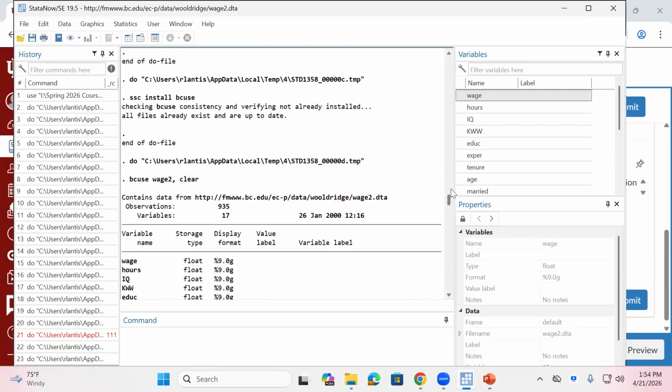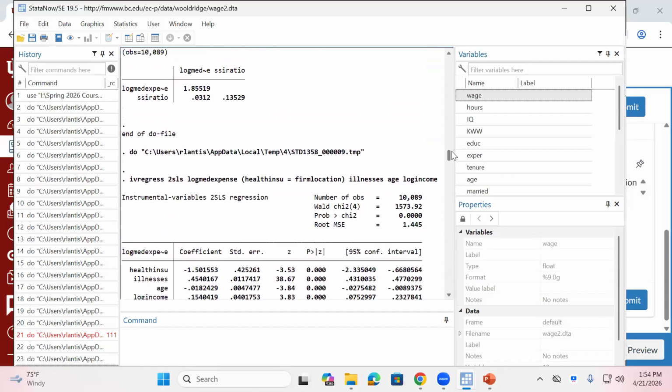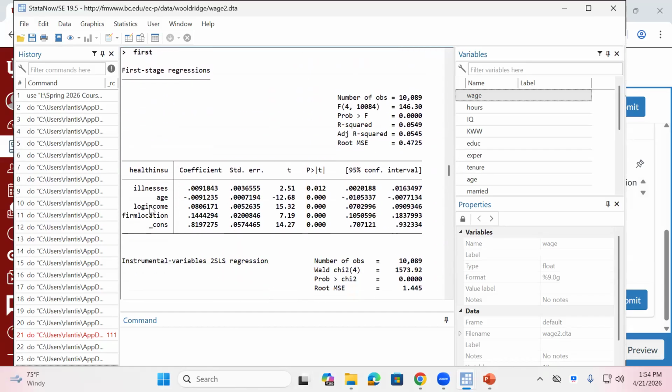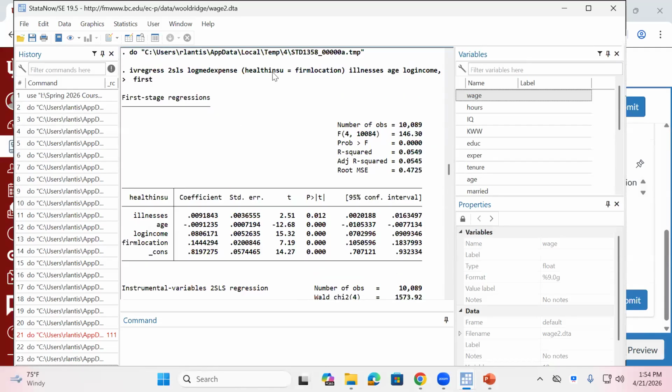If I then go all the way back to looking at our earlier example, where did I have? Here we go. Firm location, right? Using it as an instrument for health insurance. Well, there we said it's statistically significant at every level. And once again, my F statistic is way greater than 10. So all these examples we looked at today are going to indicate the same thing, which is that these are good instruments. I chose them for a reason, right?